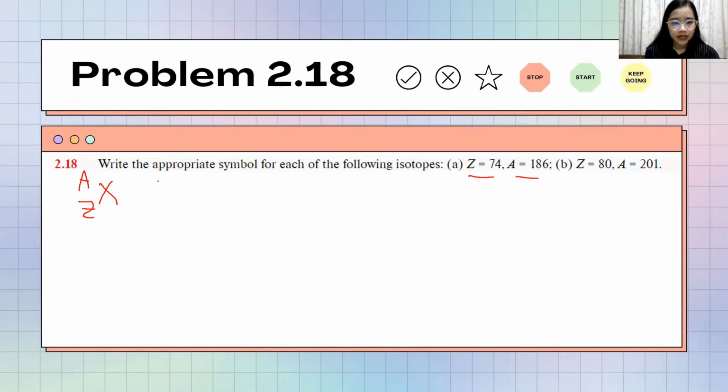So place letter A or the mass number as the superscript. A is 186. And letter Z or the atomic number as the subscript at the left side of the atomic symbol. So Z is 74. So for the atomic symbol, since we have the given 74 as the atomic number, we can easily find the element in the periodic table.